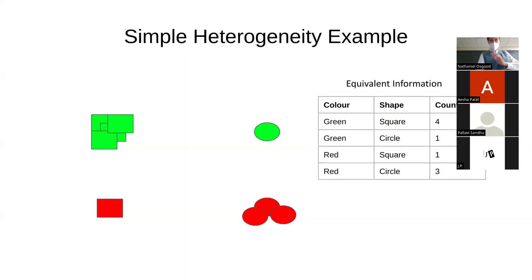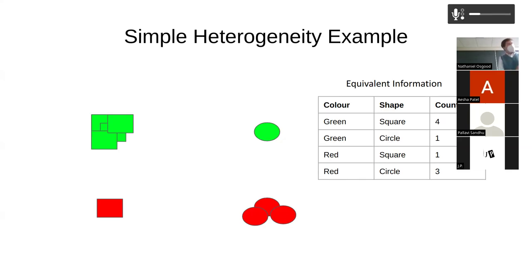Now, I would argue that the information here on the left, where you have a stack of these squares, you can say 1, 2, 3, 4. Stack of these, you can say 1. Stack of this, you can say 1. And stack of these, you say 3.